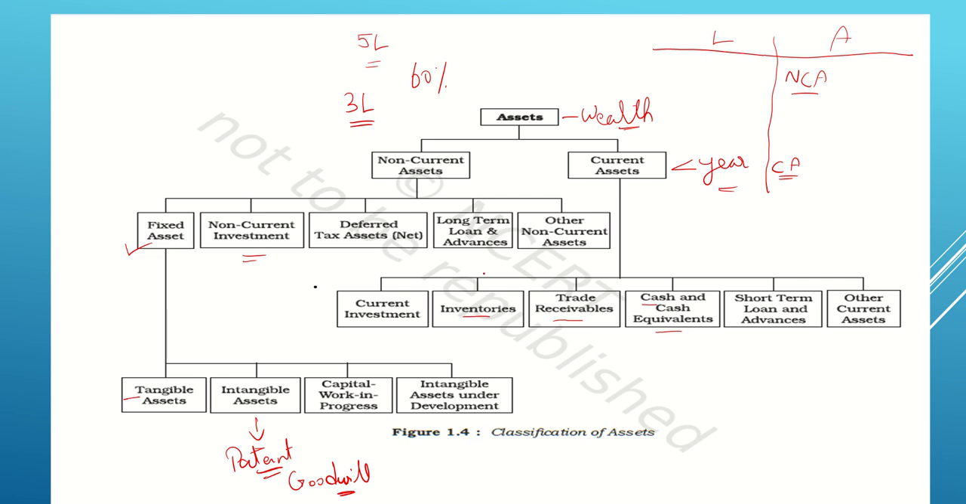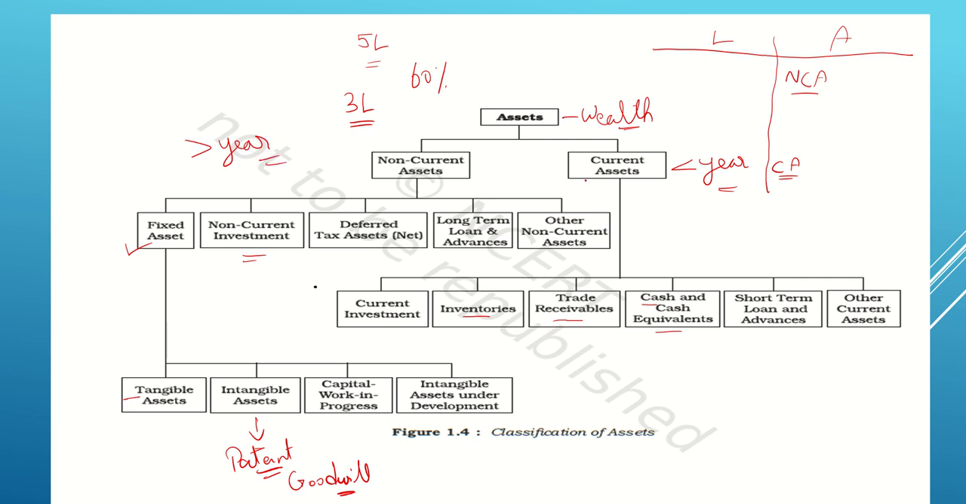Then long-term loans and advances. If a company makes long-term loans or long-term advance payments to others, then such amounts will also be shown here. And if you find any other assets with the same feature, you can add them here as other non-current assets, where the benefit is more than a year.